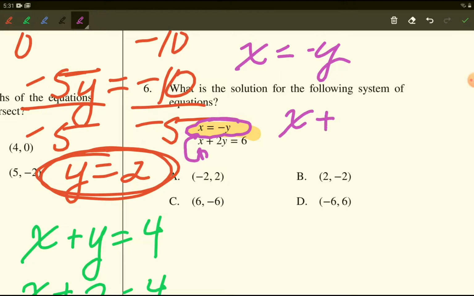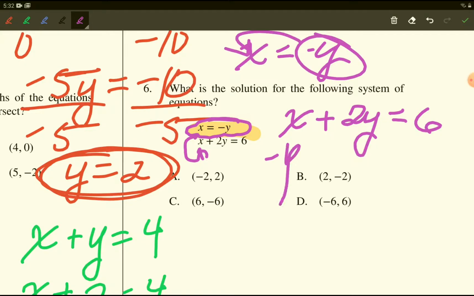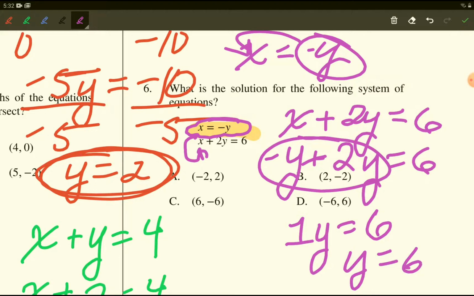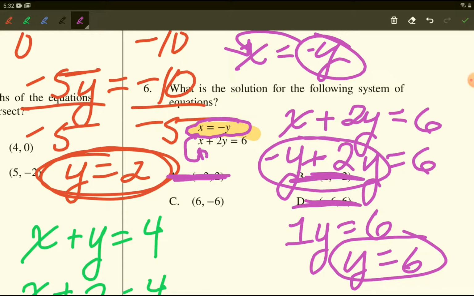So I'm going to rewrite the second equation now. I'm just rewriting it. But I'm going to replace x, okay, so it's actually negative y, kept everything else the same, plus 2y equals 6. Combine like terms, and negative y plus 2y, that's just one positive y. So y equals 6, guys. Okay, y equals 6. You can obviously eliminate all of them, actually. Okay, I hope they're not all like that.